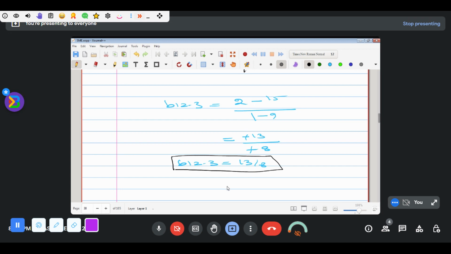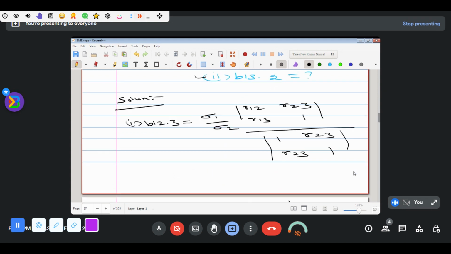This is an important problem. It's an 8 mark question. The first part is over. Similarly, we want to calculate the second part: P13.2 equals sigma 1 by sigma 3. So it is a formula, sigma 1 by sigma 3.